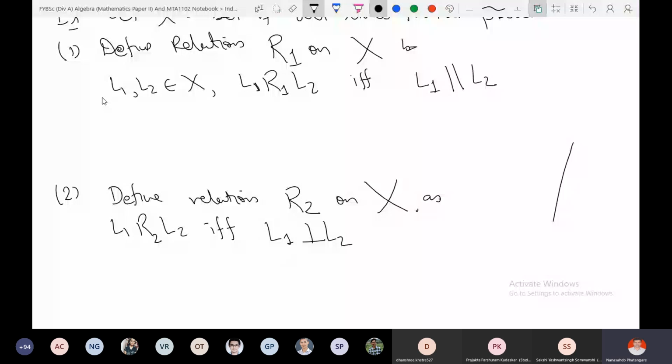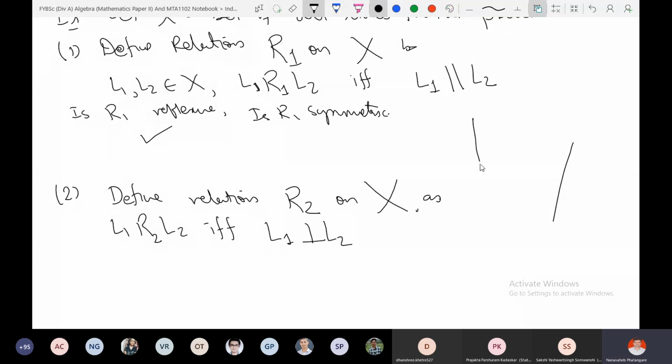Okay, now the first relation, so is R1 reflexive? Yes, sir. Is R1 symmetric? Yes, sir. Right. So it is reflexive because every line is parallel to itself. So you just close your eyes and put your hand in the set X. You will find some line. No matter what line you select, it is parallel to itself, no doubt.